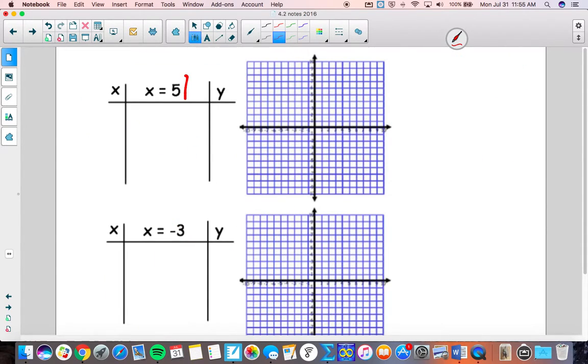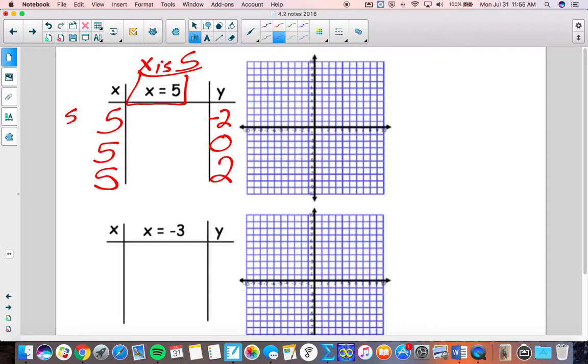Now here the equation is x equals 5. What that rule is saying is x is 5. They don't care what y is. You've never seen an equation before graphing in Algebra 1 where it started off with an x and didn't have a y in it. X is 5. That's the rule. No matter what y is, x is 5. So we kind of switch roles here. Now it doesn't matter what y is. You can pick a negative, a 0, and a positive.